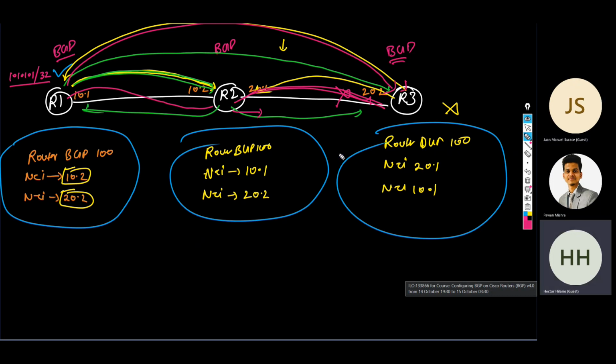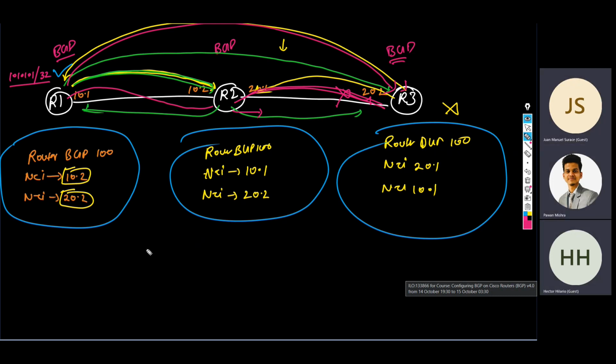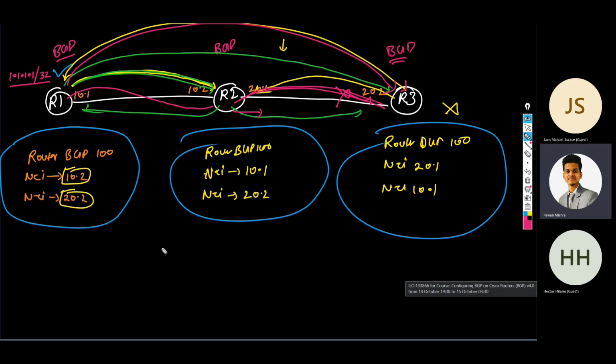So what is this type of topology called? The first solution is RR, and the second solution, I forget the name, maybe network something. No, this is called... give me a second.